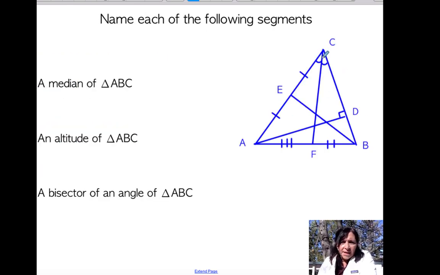So name each of the following segments. The median of triangle ABC would be connecting to the midpoint. So here's A, B, C. The median would connect to the midpoint. So it'd be from here to here. So that would be CF.